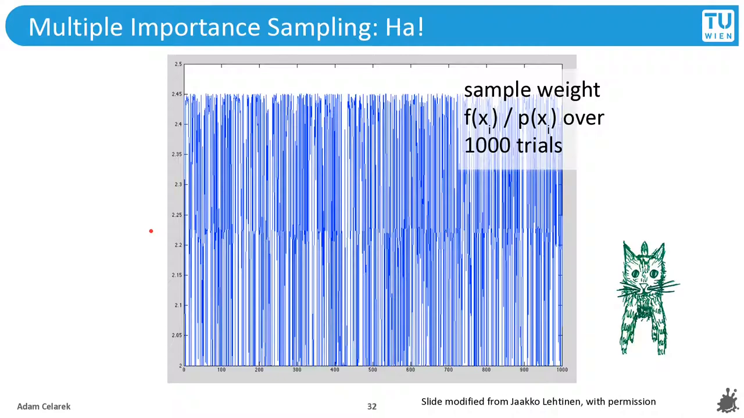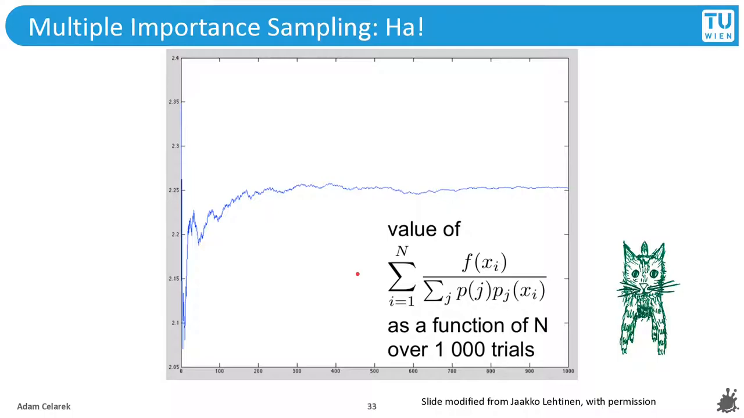And okay, what about the results? So here we have plotted the sample weight f over the probability over 100 trials. And you can see we don't have the spikes that we saw before. It's all within more or less okay-ish bounds. When we use the same plot to look at the running average of those with 1,000 samples, you can see that it stabilizes pretty quickly.